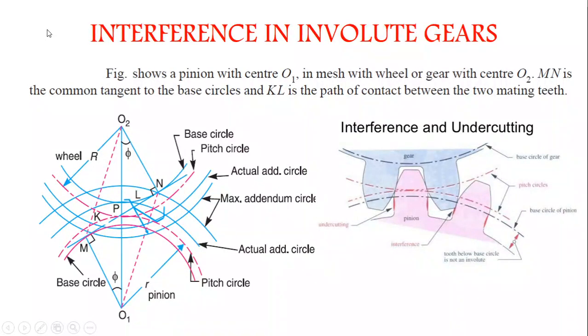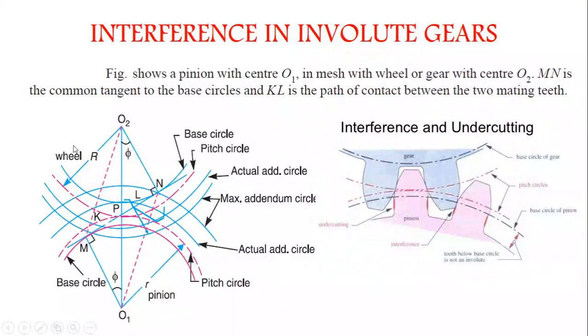Let's see interference in involute gears. What is interference in involute gears? These are the two gears, gear and pinion, mating. This is the pinion, this is the gear. The outermost circle is the maximum addendum circle. This is the addendum circle of the pinion, this is the pitch circle of the pinion, and this is the base circle of the pinion.